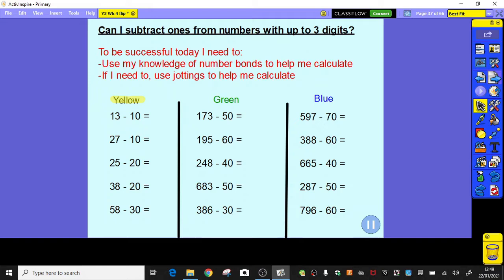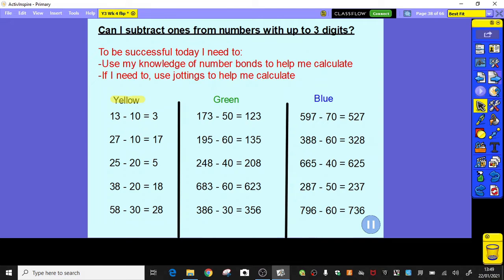So now it's your turn. Off you go. 3 levels of challenge. You choose which one you'd like to do today. Pause the video while you have a go. Great, let's have a look. Here's the answers. Check the answers, and if you didn't get any of them right, have another look at it and just see where you made your mistake.